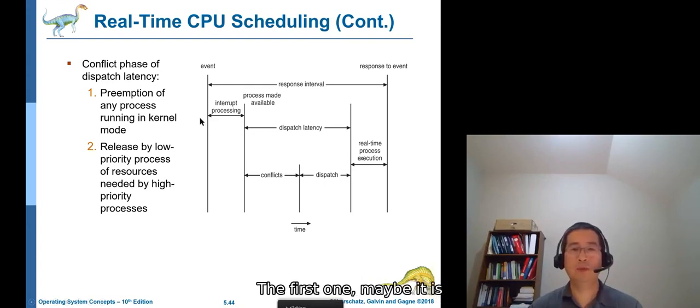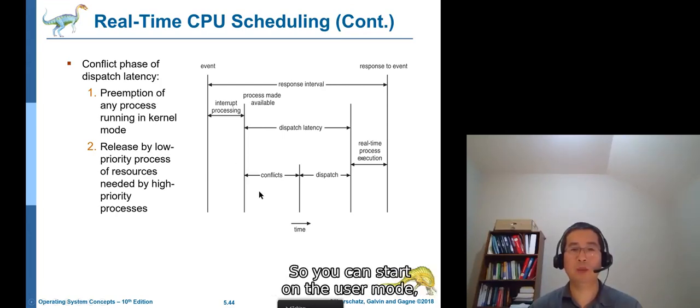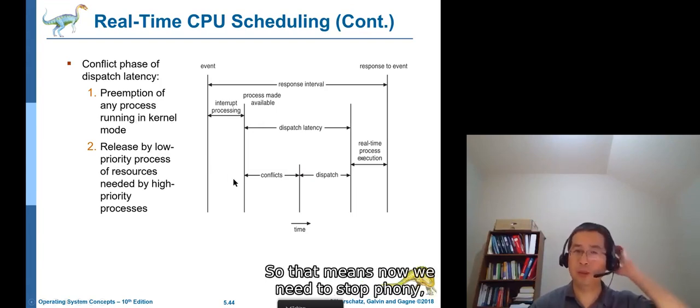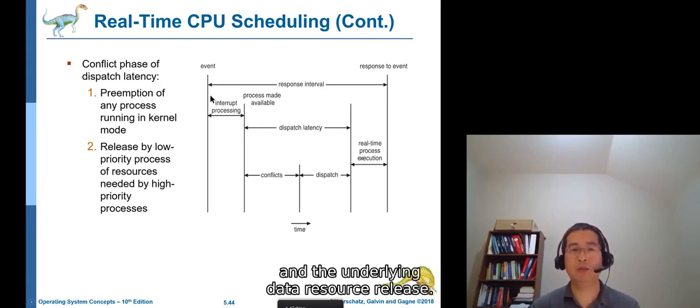So we have to do two things. First one, maybe it is still using some kernel resources. So for example, we said this is called a preemption of any process running in the kernel mode. So you can stop on the user mode, but you didn't stop on the kernel mode. That's bad because it will still be running, but it's useless. So we need preemption of any process running in the kernel mode. So that means now we need to fully stop running of the old tasks.